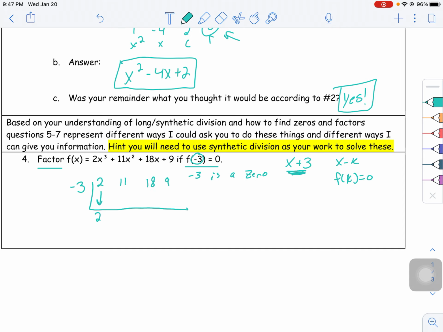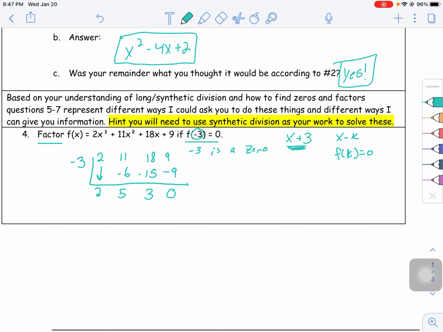Drop the 2, you get negative 6. Negative 6 plus 11 is 5. Negative 3 times 5 is negative 15. 18 plus negative 15 gives us positive 3. Negative 3 times positive 3 gives us negative 9, which then gives us a remainder of 0, which was the expectation because of this. But how does that help us?